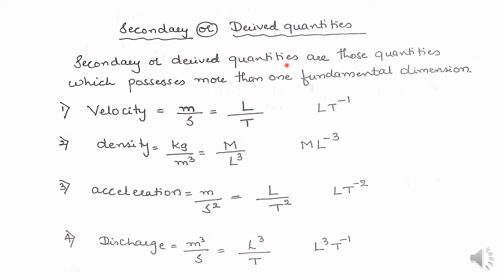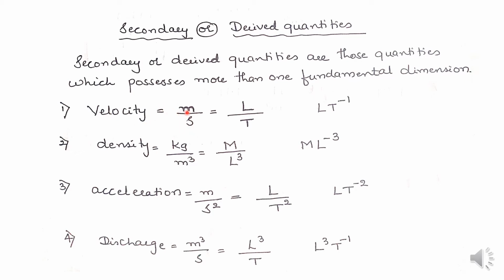So let us see the secondary quantities. For example, velocity. What is the unit for velocity? How are we going to measure velocity? It is meters per second. How do we define velocity? Distance per time. Distance we measure in meters, and time in seconds. So the unit for velocity is meters per second.